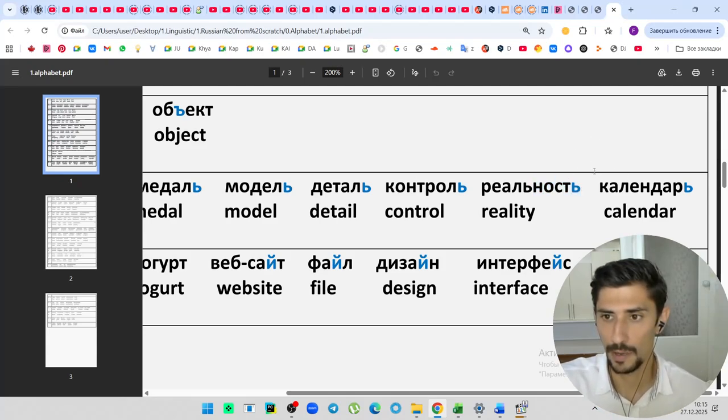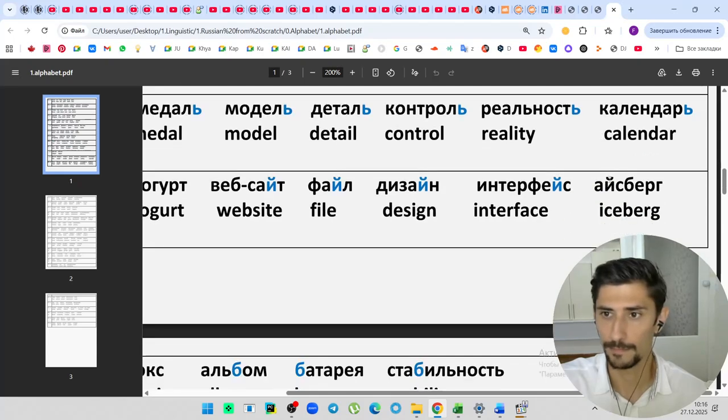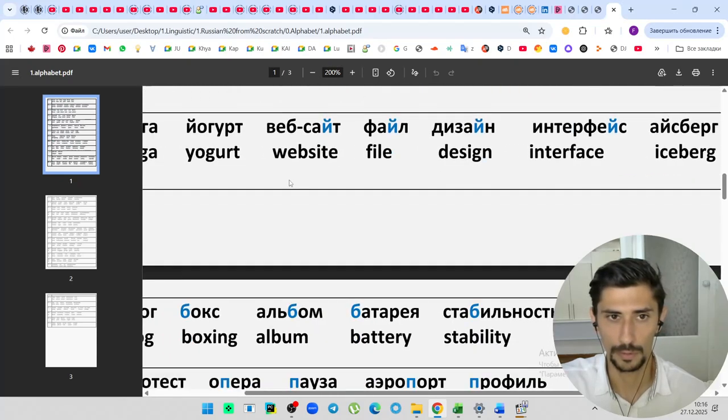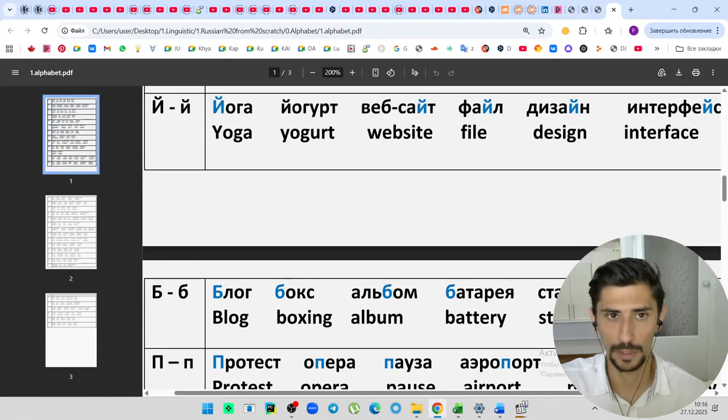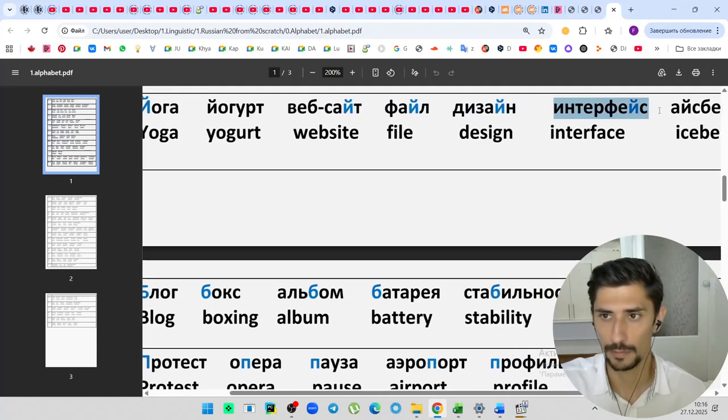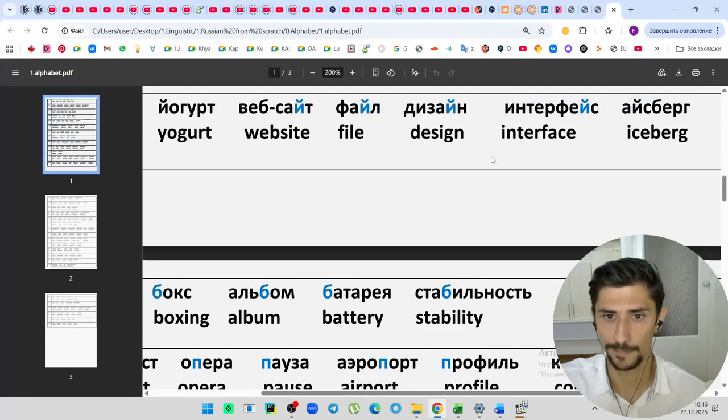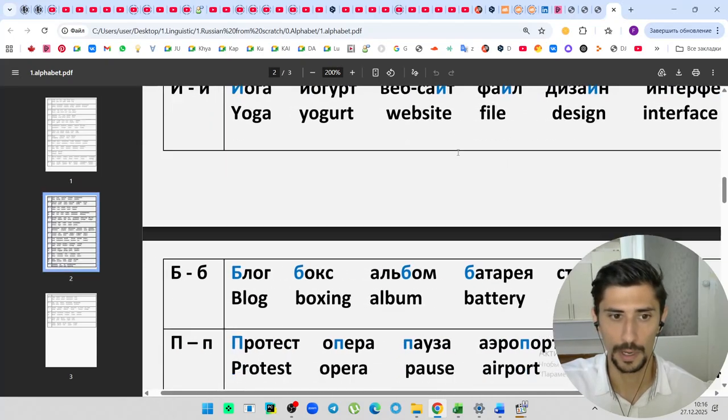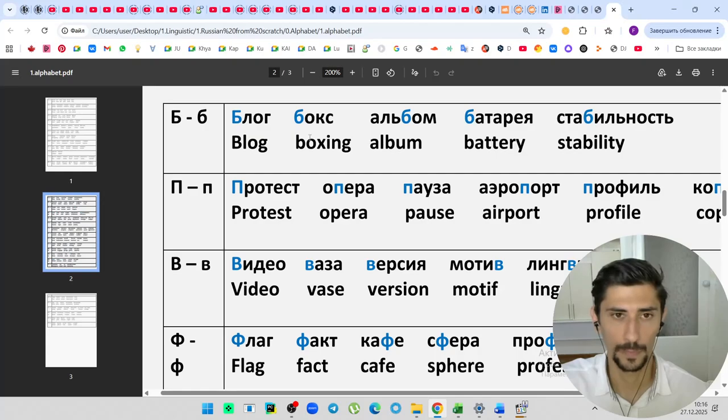Okay, next example is календарь. Календарь. Okay, very good. Next example is yoga, yogurt, website, file, design, interface, iceberg. Very good.